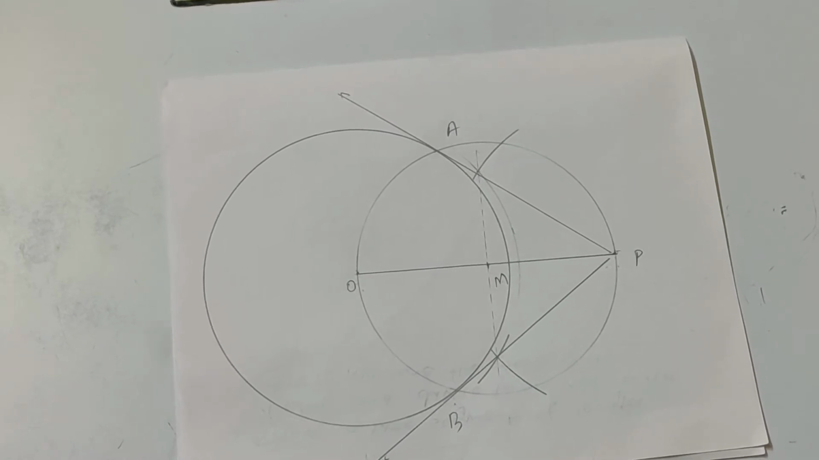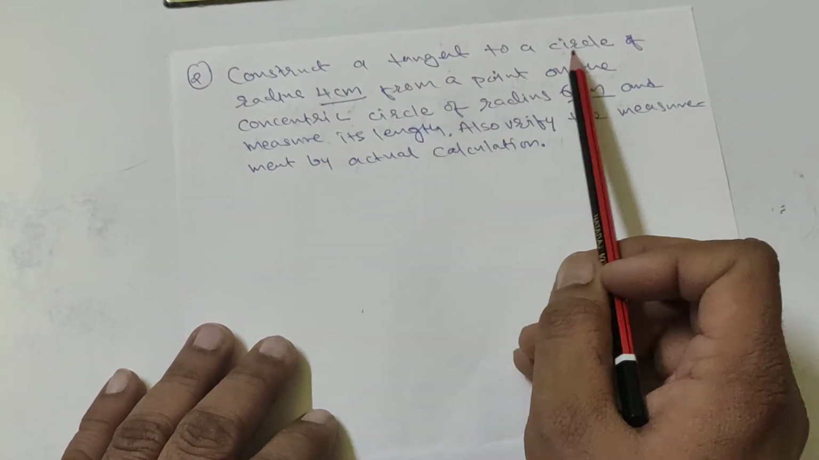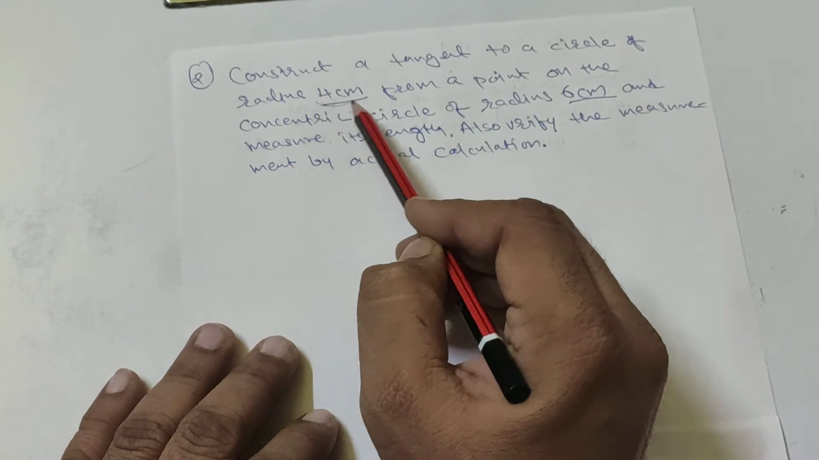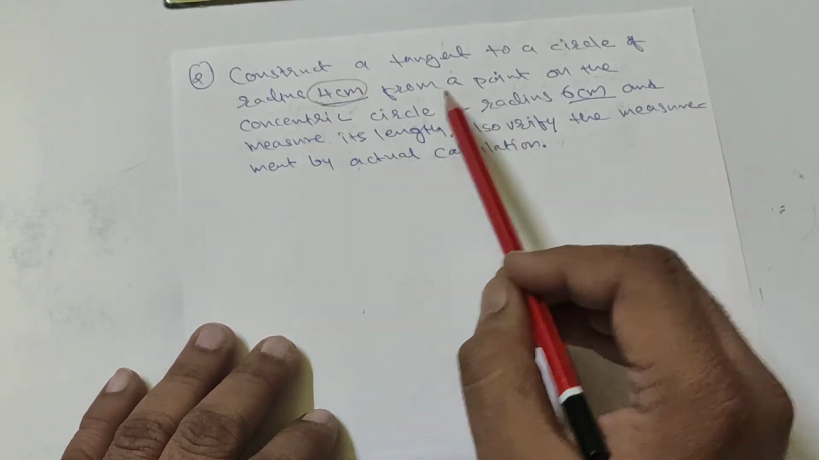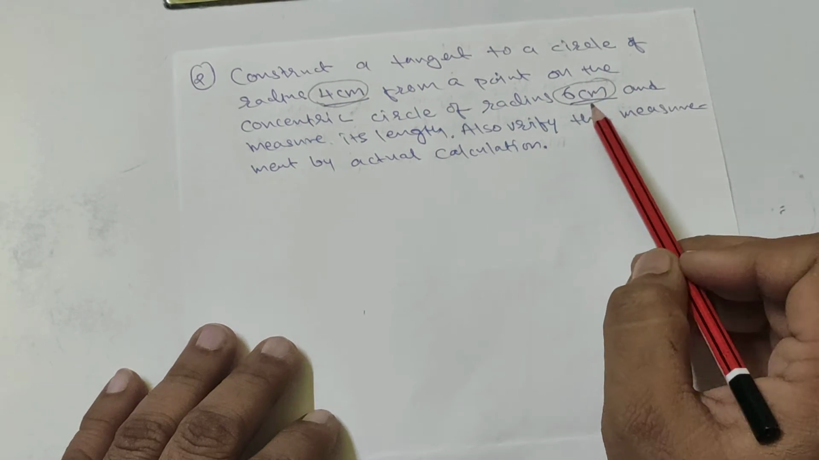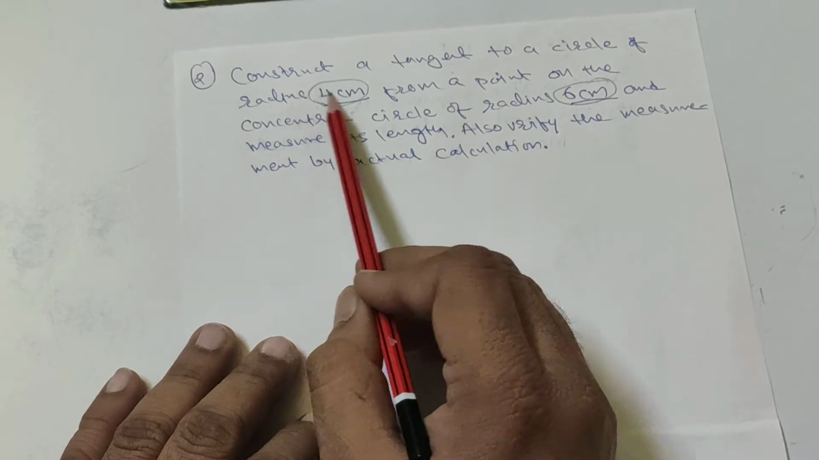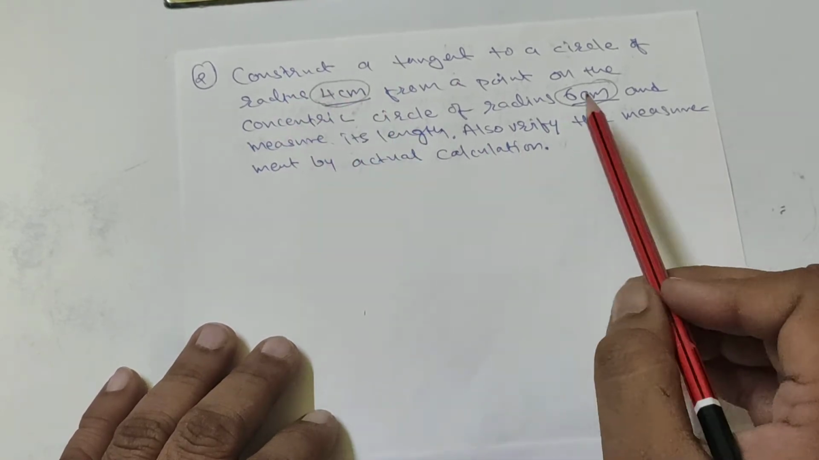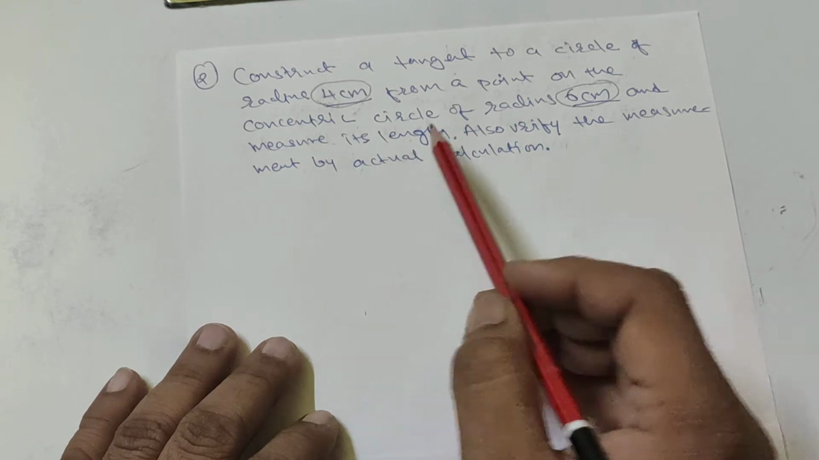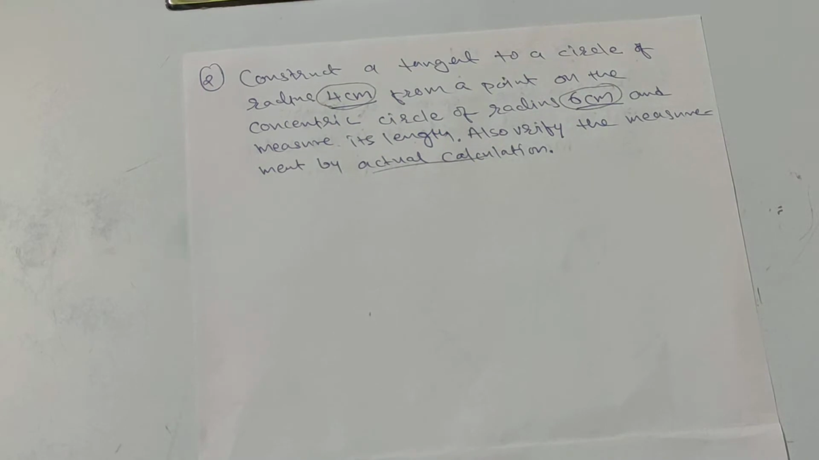Let's move to the second. We already have read it, where we have to construct a tangent to a circle of radius 4 centimeter. So we have a circle of radius 4 centimeter, and we have to draw a tangent to it from a point on a concentric circle of radius 6 centimeter. We have to draw another circle having the same center, with radius 6 centimeter, and measure its length as well. Also verify the measurement by actual calculation. So let's do this construction first, and then later on we'll do the rest.